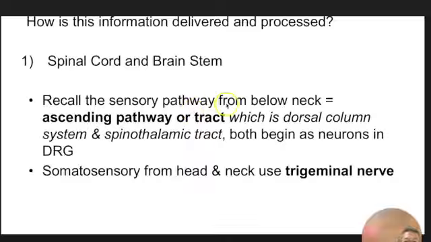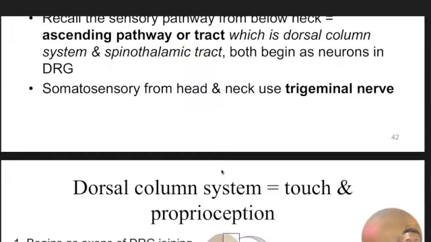Recall the sensory pathway from below the neck, the ascending pathways or tracts, which are the dorsal column and the spinothalamic tract. Both begin with a neuron in the dorsal root ganglion. Somatosensory information is from the neck down. The head and neck use the trigeminal nerve, which is nerve number 5. It goes up. We're going to learn this, and you'll see it in a minute.